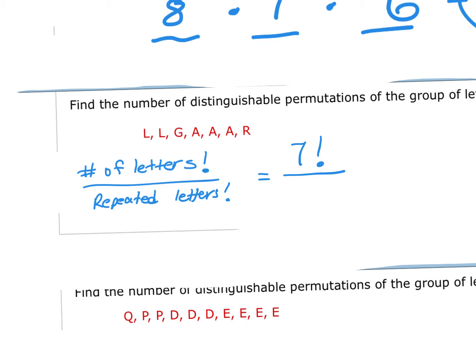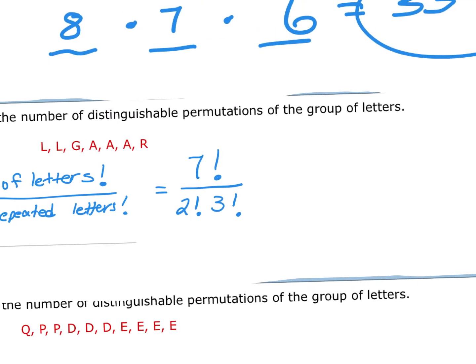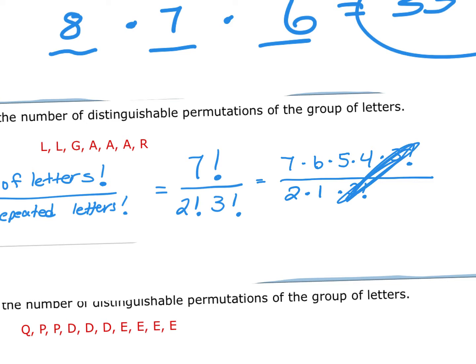Now, I have letters that repeat. How many times does L repeat? 2. So it's 2 factorial times what? 3 factorial. Because A repeats. Good. So when you work this out, I need to see this. 7 times 6 times 5 times 4 times, I'm going to stop at 3 factorial. And then on the bottom I have 2 times 1 times 3 factorial. 3 factorials will cancel out. 2 goes into 2 once. 2 goes into 4 how many times? 2 times. What's 7 times 6 times 5 times 2?